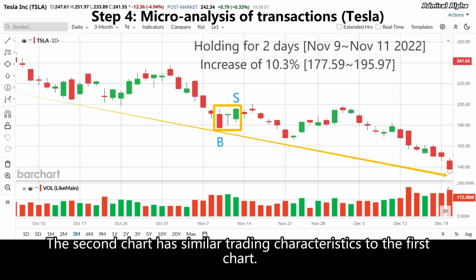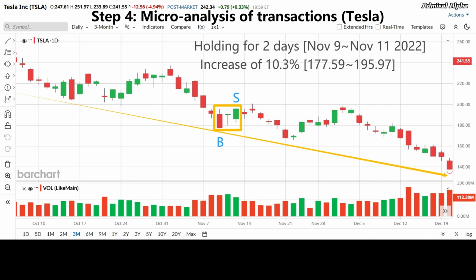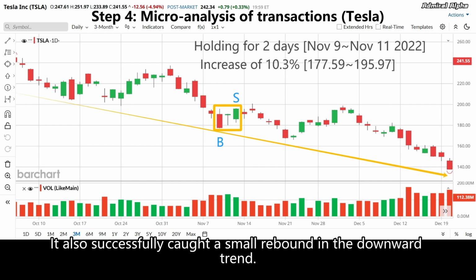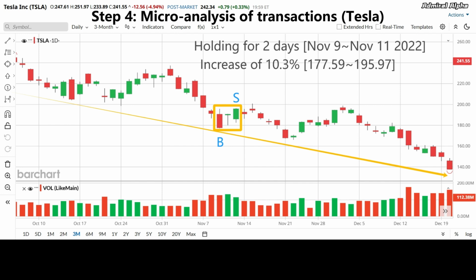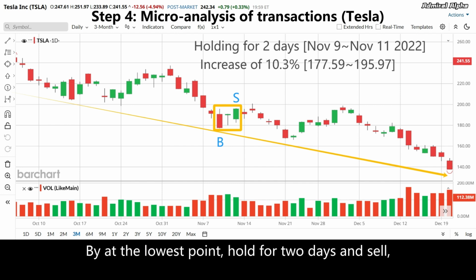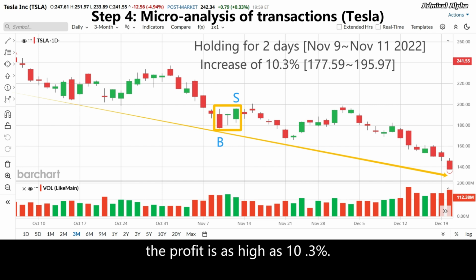The second chart has similar trading characteristics to the first chart. It also successfully caught a small rebound in the downward trend. Buy at the lowest point, hold for 2 days and sell, the profit is as high as 10.3%.